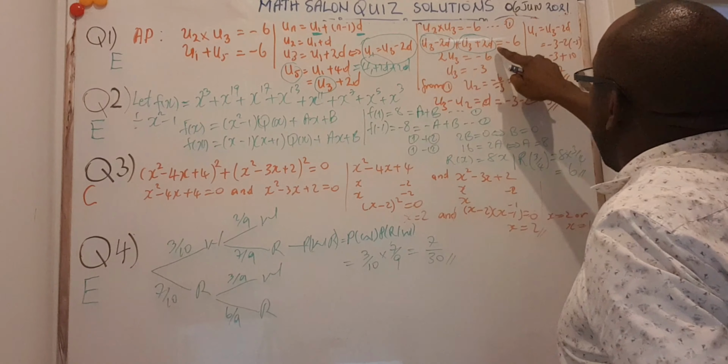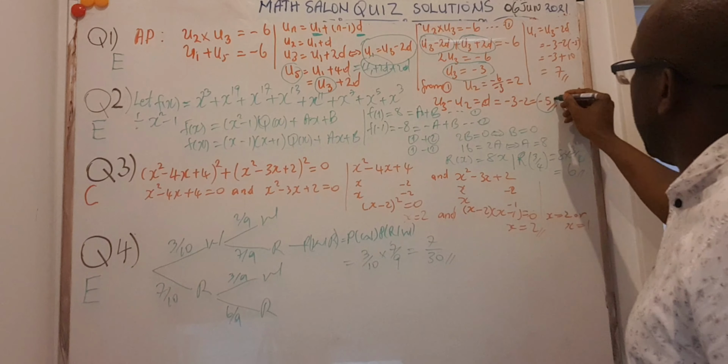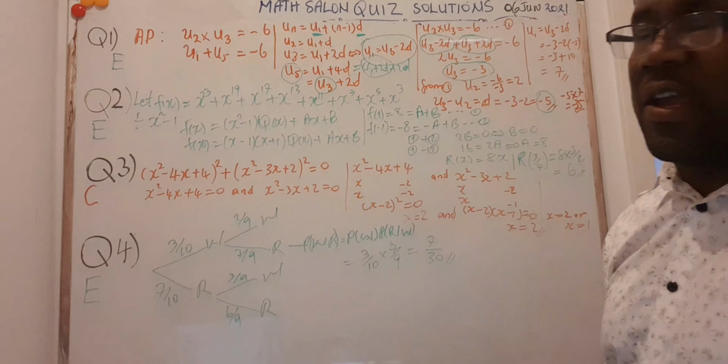I can, of course, use the first equation, which is what I have here. The product of u2 and u3 is -6. So I can get my u2 simply by dividing both sides by u3. That's -6 over -3, and that is 2. Once I get 2 successive terms, I can just take their difference to get the common difference. So that's u3 minus u2, and that gives me -5. So my d is -5.